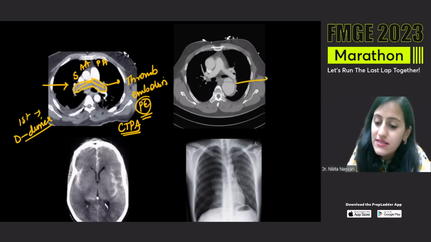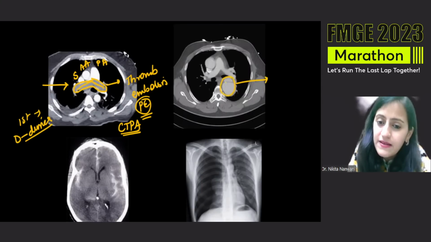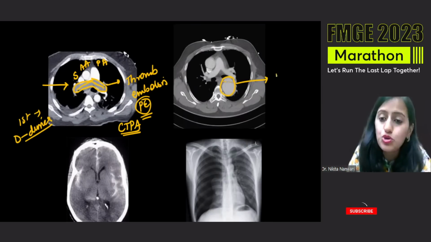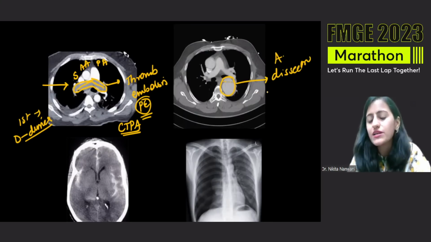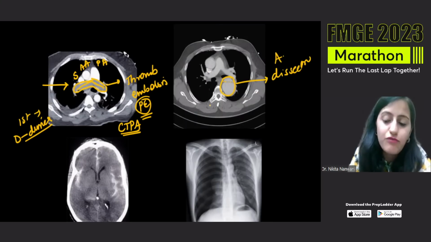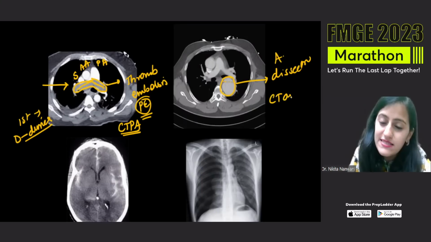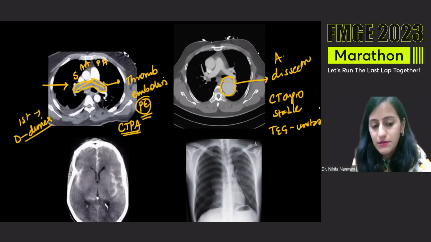What is the diagnosis here in the next image? This is the descending aorta that has been divided into two. The line dividing the aorta into two, that is dissection. So this is aortic dissection, right? We use Stanford and DeBakey's classification. The investigation of choice is CT angio if the patient is stable, transesophageal echo if the patient is unstable.